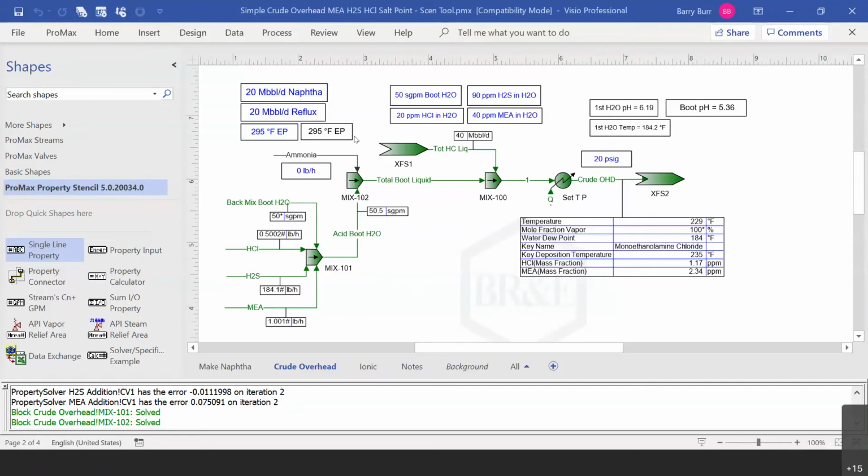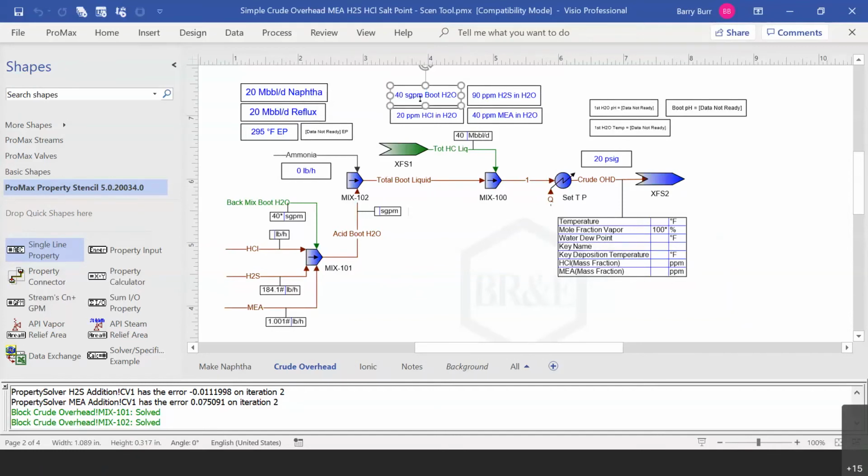In this model, you can see there are these blue numbers. So I can just click on, for instance, this 50 gallons per minute of boot water. I can just click it and type 40, type enter. And now we're specifying that the boot water flow rate is 40 GPM.